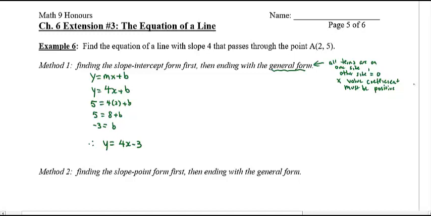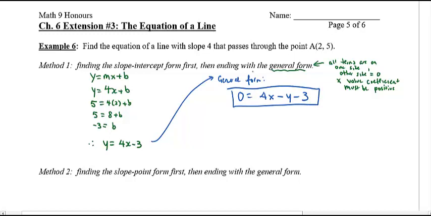So if I want all this, I'm going to move all the terms to one side. So now let's do the general form. Move all the terms to one side. So 4x minus y minus 3. Is the x value of the coefficient positive in this case? Yeah. So done. That's it. You're done. Okay? That will be general form.